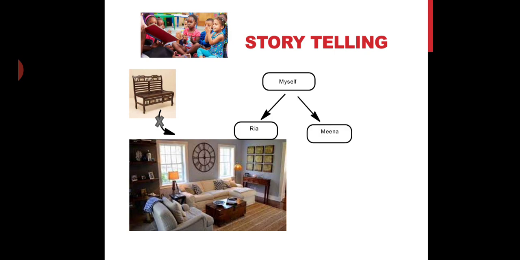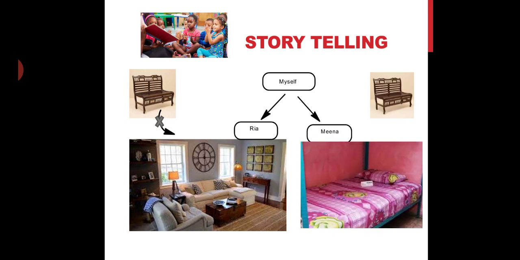I have another friend, Meena, who is not well to do, and I offer her this sofa. What do you think? She will gladly accept this, right? So now I say, Ria be a benzophenone having electron donating group, and Meena be benzophenone having electron withdrawing group, and my sofa be the reduction process. So where will the reduction happen? Reduction will happen with Meena and not with Ria.